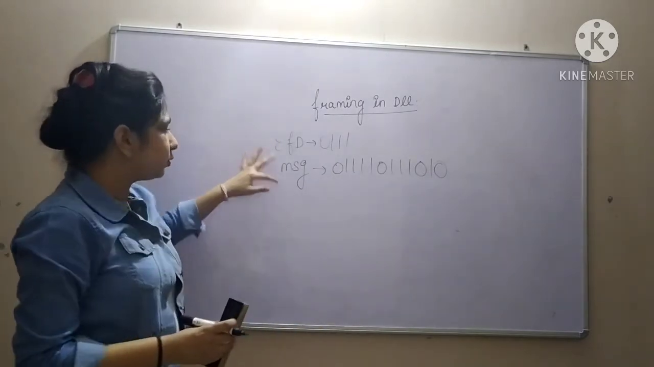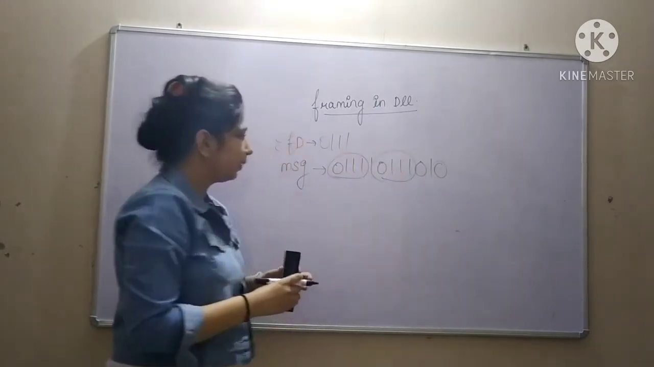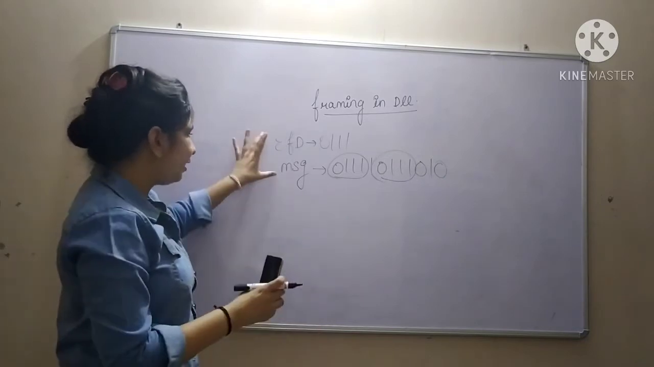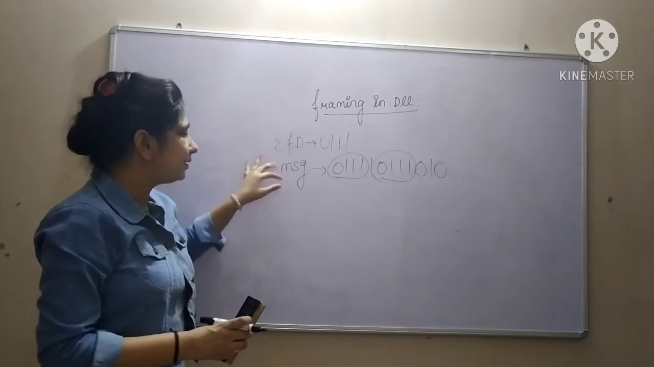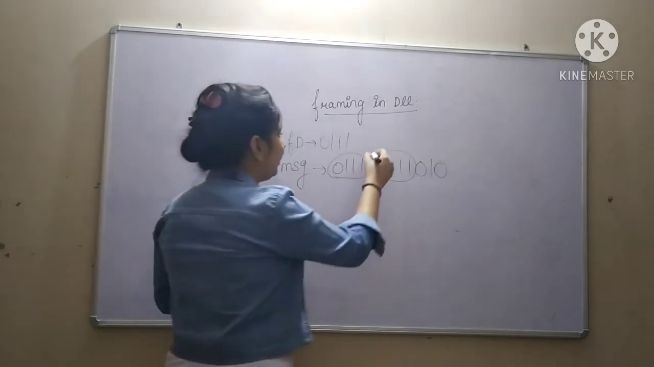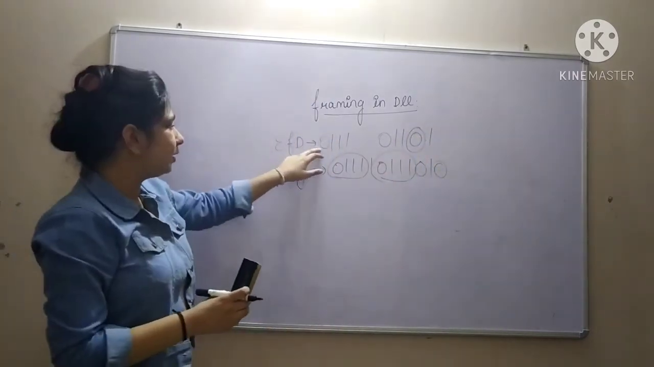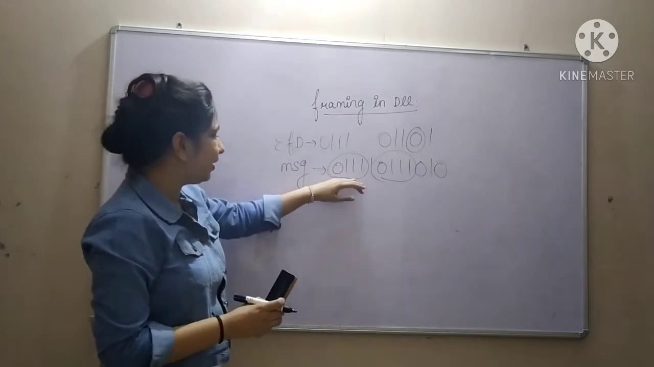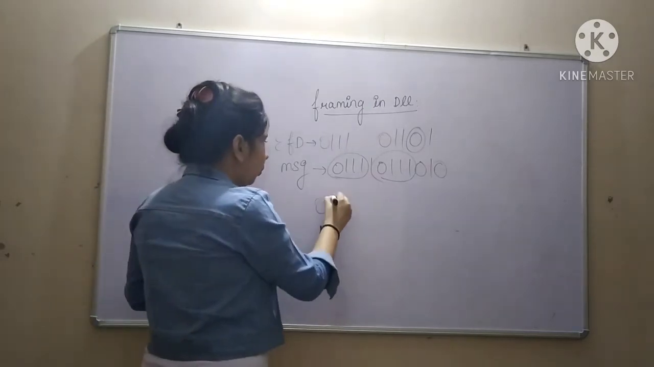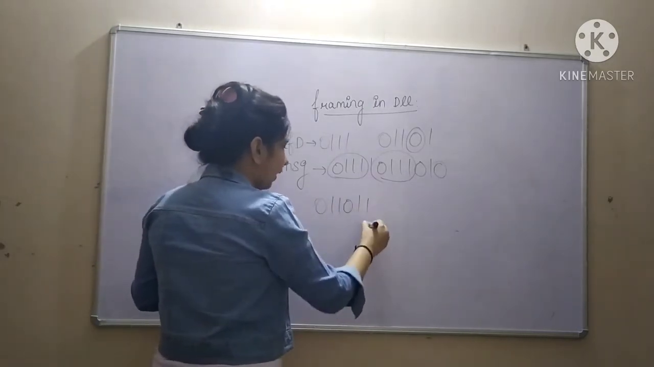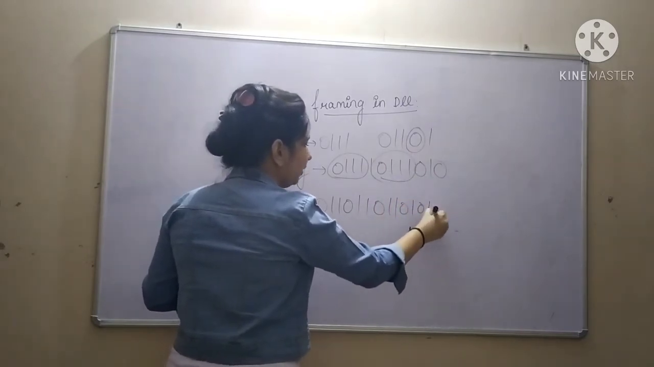But if you look at these two things, the end frame delimiter and the message bits are the same. So we will get confused between the end frame delimiter and the message. So we have to stuff some extra bits in the message. So what you will be doing: 0, 1, 1, 0. This 0 I am going to stuff after 0, 1, 1, so that I can differentiate between the end frame delimiter and the message. So 0, 1, 1, 0, 1, 1, 0, 1, 1. I am putting 0 here. 0, 1, 0, 1, 0.